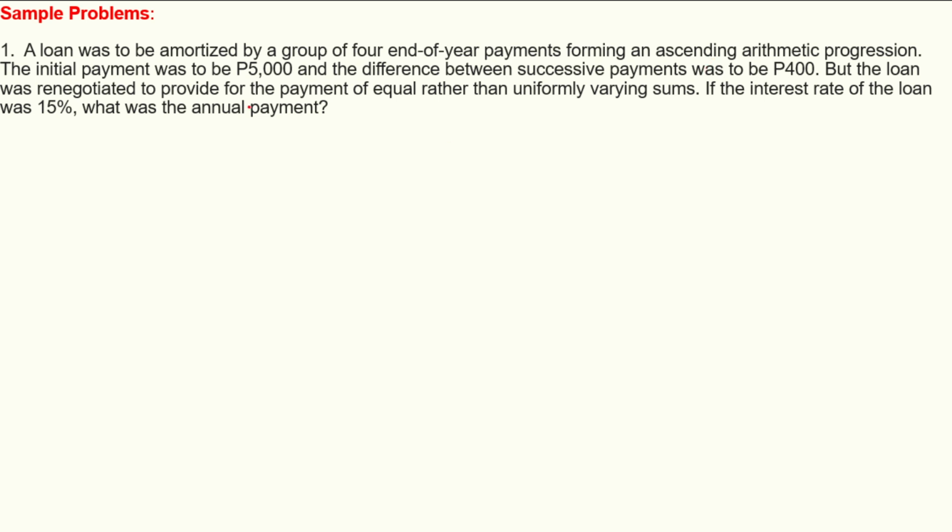Okay, first i-analyze natin yung problem. Meron tayong initial payment of 5,000. Ayan ang ating A. Okay? Bakit siya naging A? Kasi nga, yung loan natin ay kailangang i-amortize. The difference between, kapag may nabasa kayong difference, ibig sabihin yan yung ating gradient. So, automatic, gradient natin ay 400. But the loan was renegotiated to provide for the payment of equal rather than uniformly varying sums.